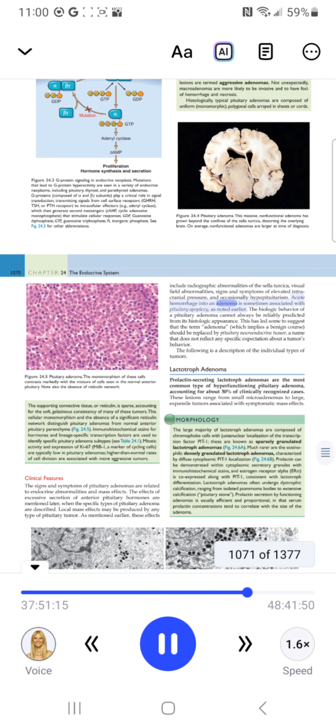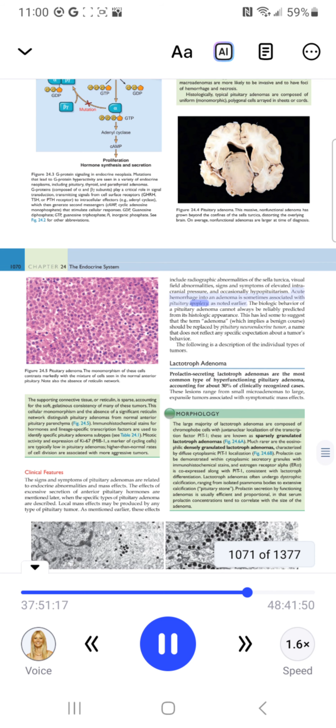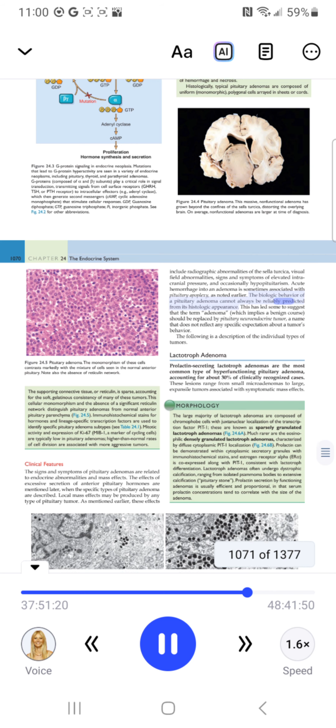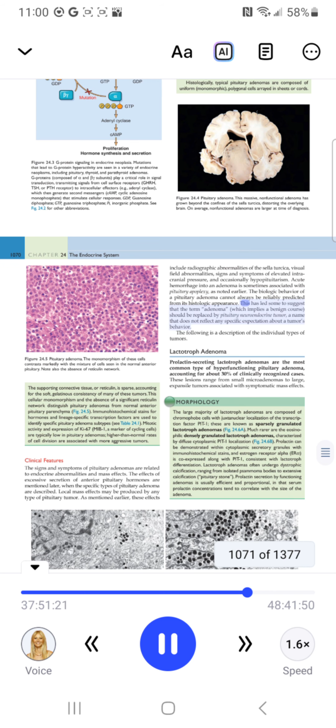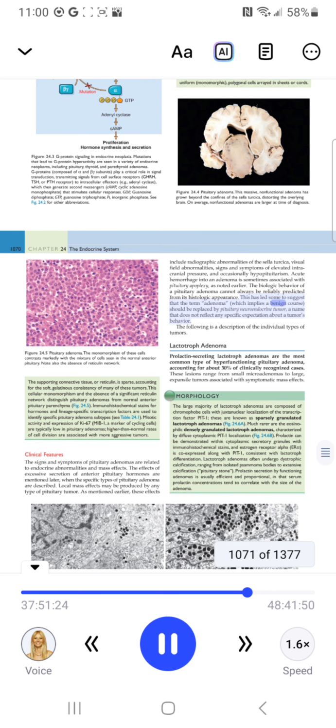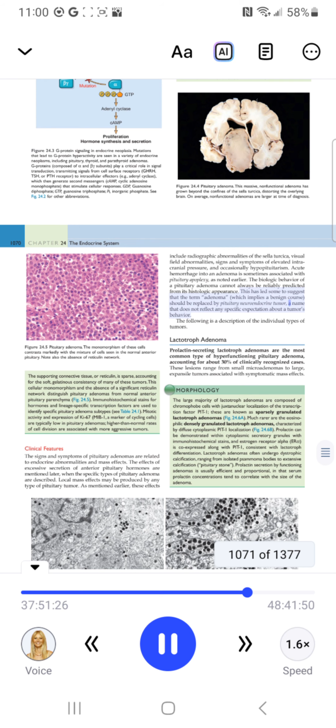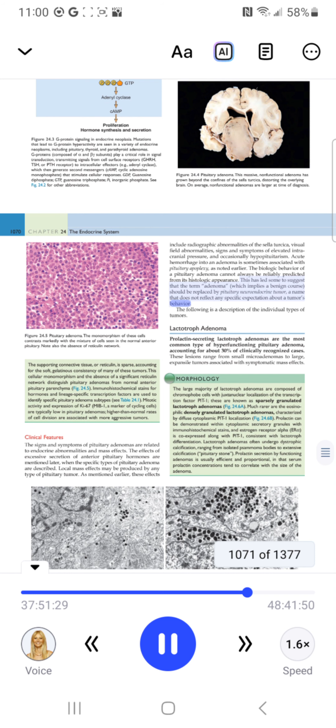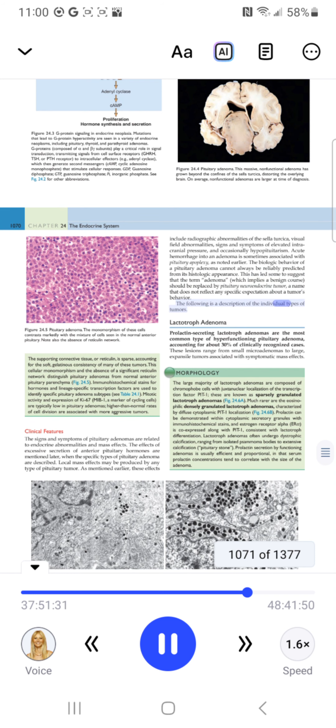Acute hemorrhage into an adenoma is sometimes associated with pituitary apoplexy, as noted earlier. The biologic behavior of a pituitary adenoma cannot always be reliably predicted from its histologic appearance. This has led some to suggest that the term adenoma, which implies a benign course, should be replaced by pituitary neuroendocrine tumor, a name that does not reflect any specific expectation about a tumor's behavior. The following is a description of the individual types of tumors.